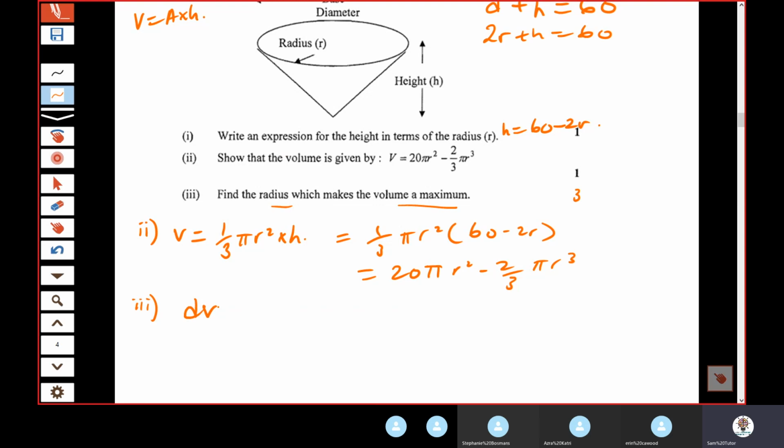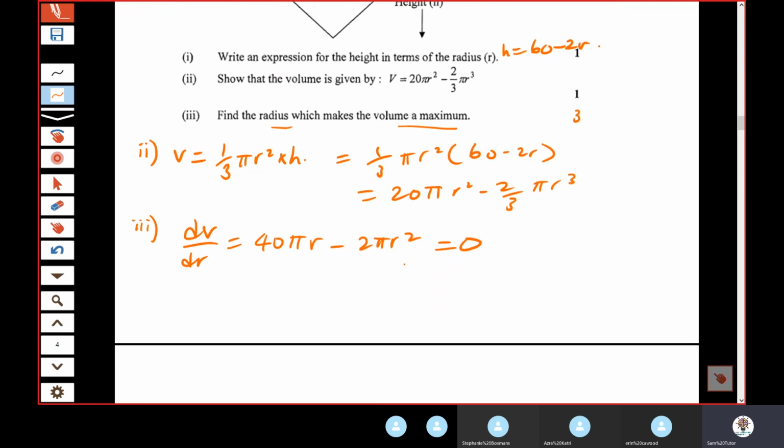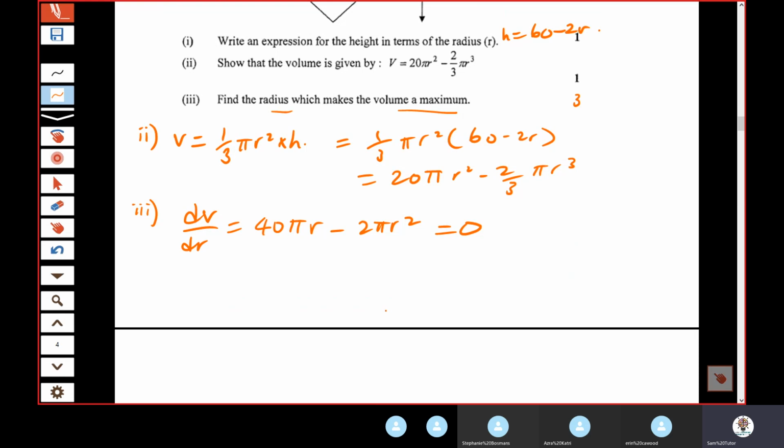Okay, here we go. dV on dr, 40 pi r minus 3 and 3 should cancel, so 2 pi r squared equals 0. What would you do at this stage if you're trying to solve for r? Say it. Factorize r. 40 pi, take away 2 pi r equals 0. R equals 0, which we don't think will be maximum, but we'll test it anyway.